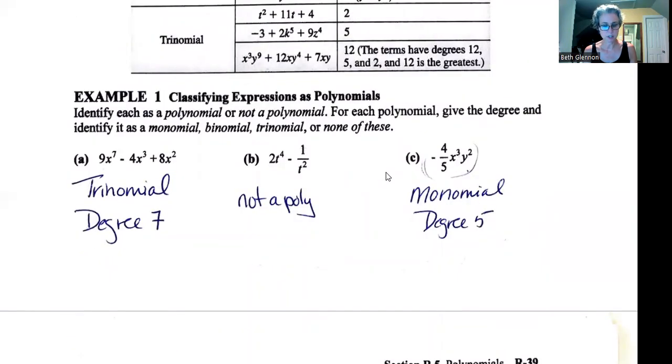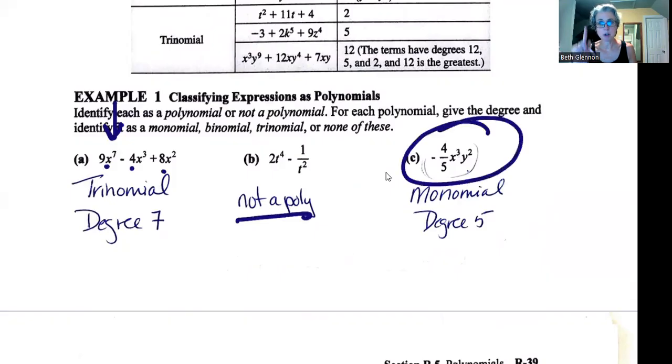Okay, so I have some examples here. You can see that the first one, A, is a trinomial. I have 1, 2, 3 terms, and the degree is 7 because 7 is the highest exponent power on a term. B is not a polynomial. Notice that we've got a variable in the denominator there. And letter C is a monomial, one term, and the degree here is 5 because our exponents 3 and 2 add together to give me 5.